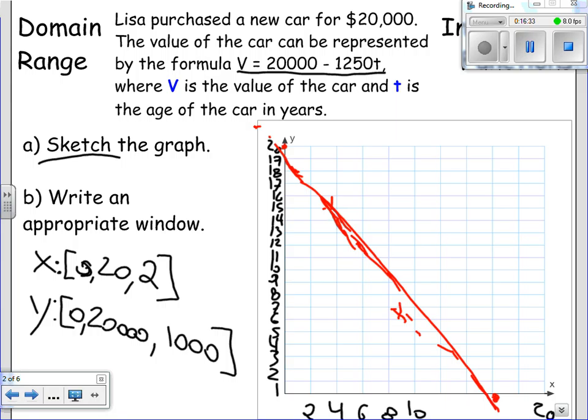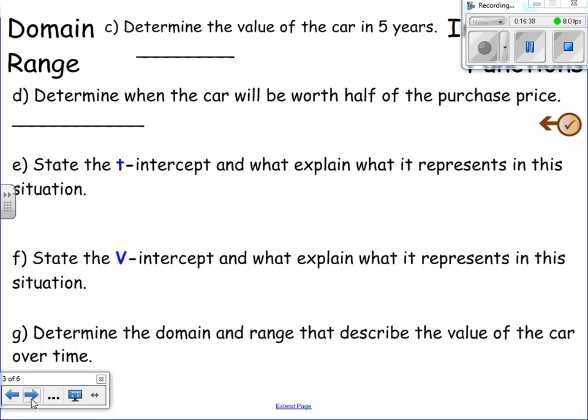Determine the value of car in 5 years. You got a bunch of options. You can look at your graph and tell me, but it better be a perfect line. You can punch it into your calculator and it'll tell you. Or C, you can write out your equation, put 5 where X is, and calculate it. Do whatever method you want. Tell me what the car is worth.